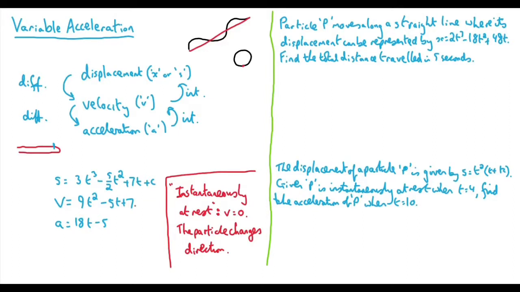Okay. Just the one other thing I want to mention at this stage is just a little bit of phrasing. If we see instantaneously at rest, this is saying that velocity is 0. So obviously at rest means you're not moving, so you have no velocity. But the reason why it may be instantaneously at rest is to say there's this infinitely small moment of time when the thing isn't moving.